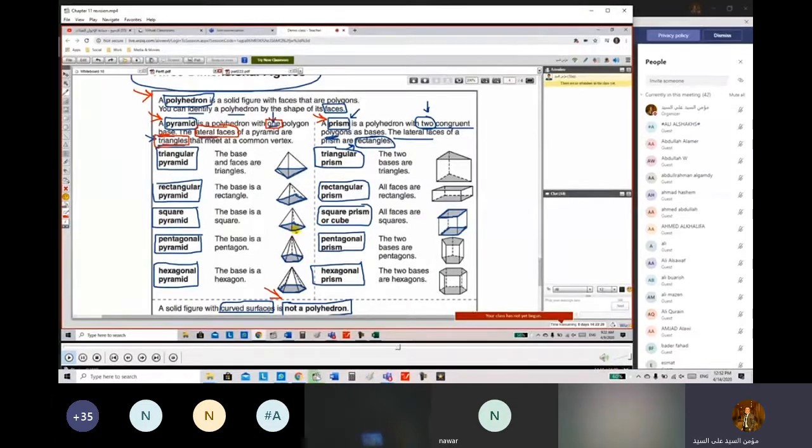Square pyramid, the base is a square. Pentagonal pyramid, the base is a pentagon, and hexagonal pyramid, the base is a hexagon.